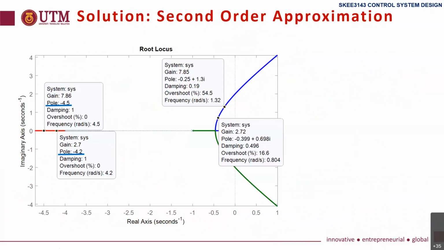I also use MATLAB to check the validity of the second order system. This is the one that we just discussed. You see, 0.399, gain 2.7. The other one, at the same gain, 2.7, the pole is at minus 4.2. So the distance is 4.2 over 0.399, which is more than 5. So it's valid.